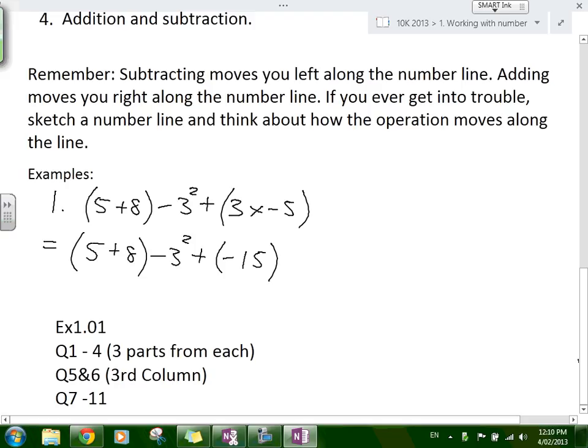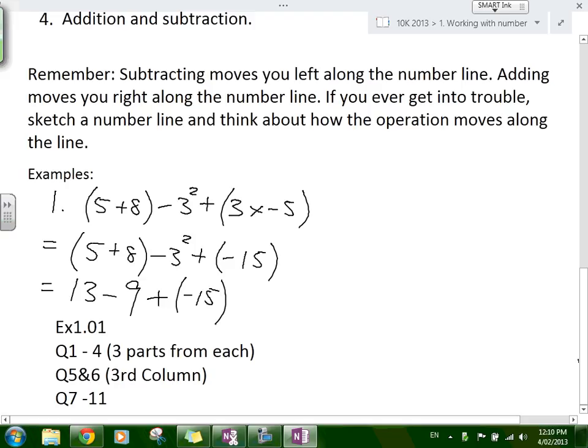The next thing is this other bracket. So what's 5 plus 8, Chelsea? 13, good. So that's 13. And let's do it in one go. What's 3 squared? 3 times 3. 9. Good. 3 minus 9. And then we have plus minus 15.